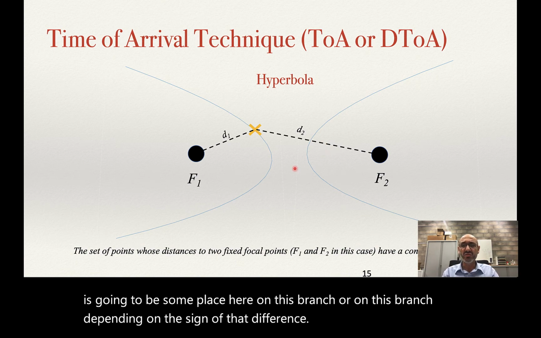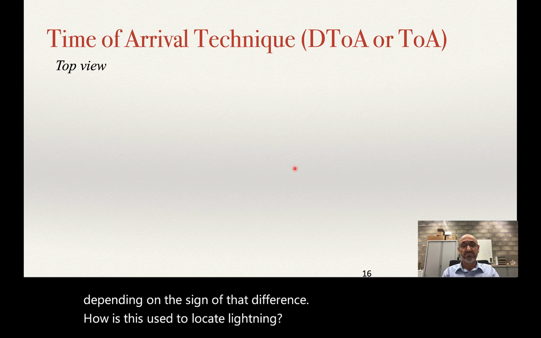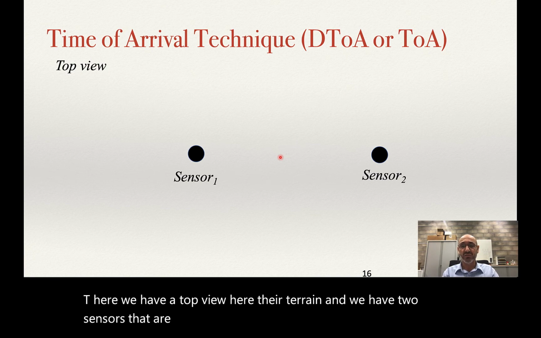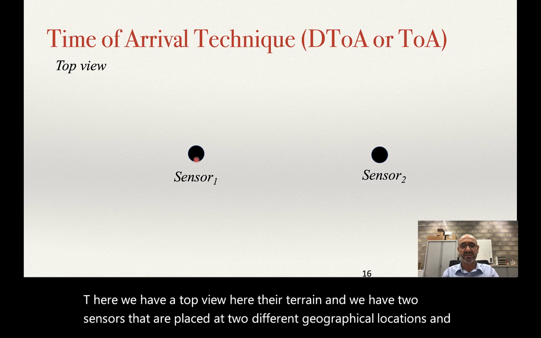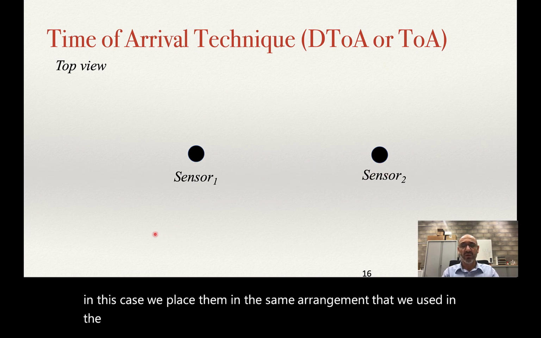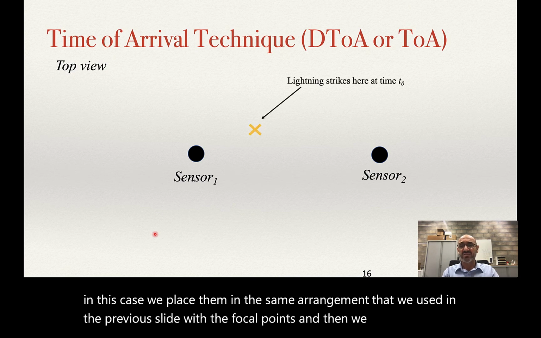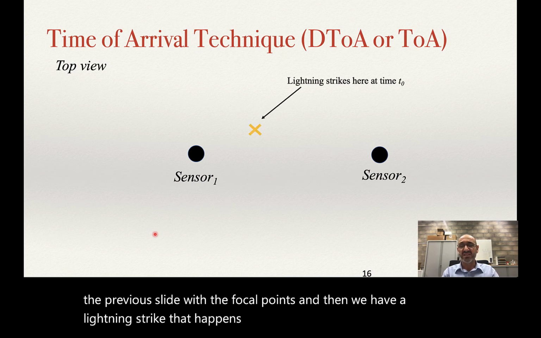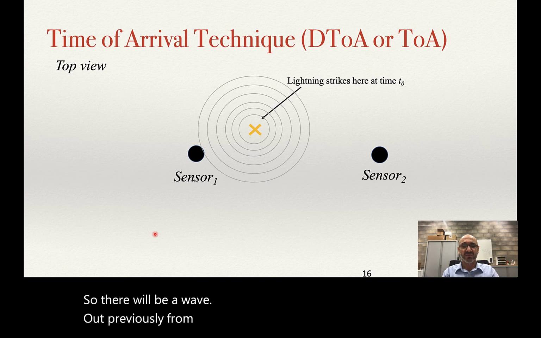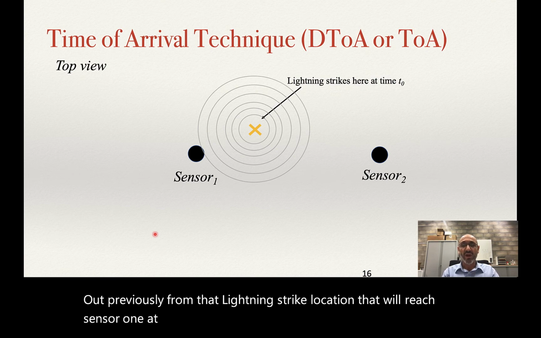How is this used to locate lightning? We have a top view here of the terrain, and we have two sensors that are placed at two different geographical locations, and in this case we place them in the same arrangement that we used in the previous slide with the focal points. Then we have a lightning strike that happens here at time t0. So there will be a wave going out radially from that lightning strike location that will reach sensor 1 at some point. So when did it reach?